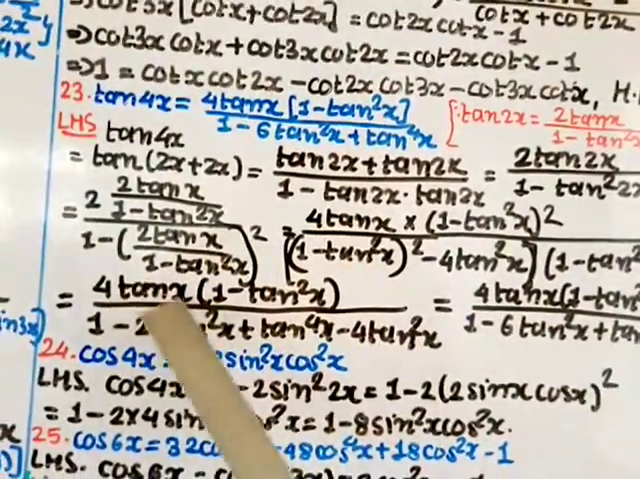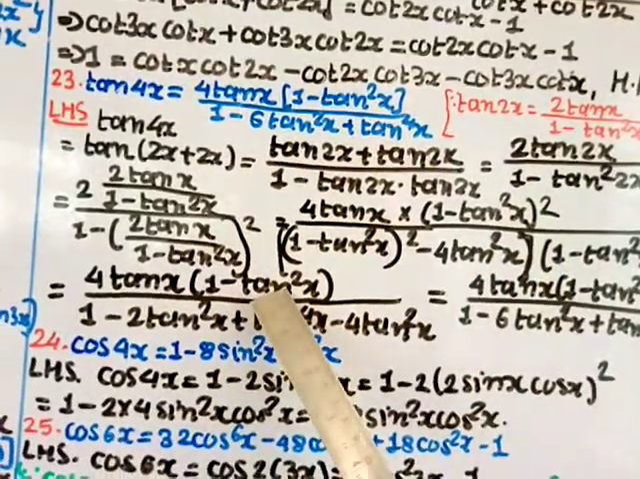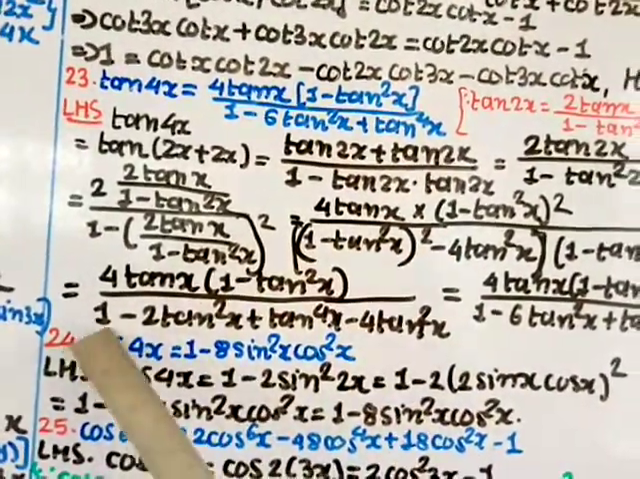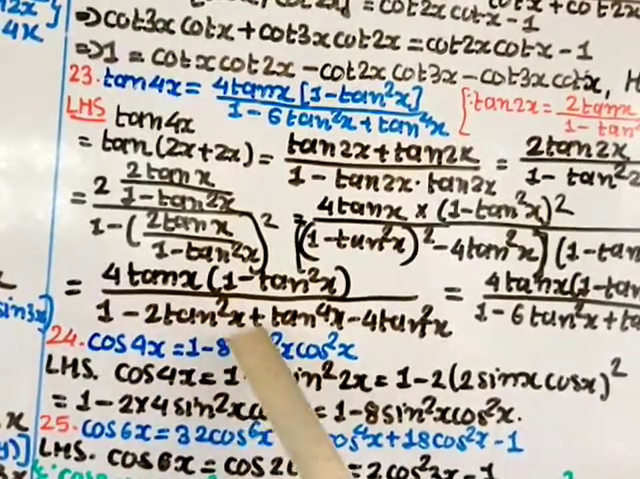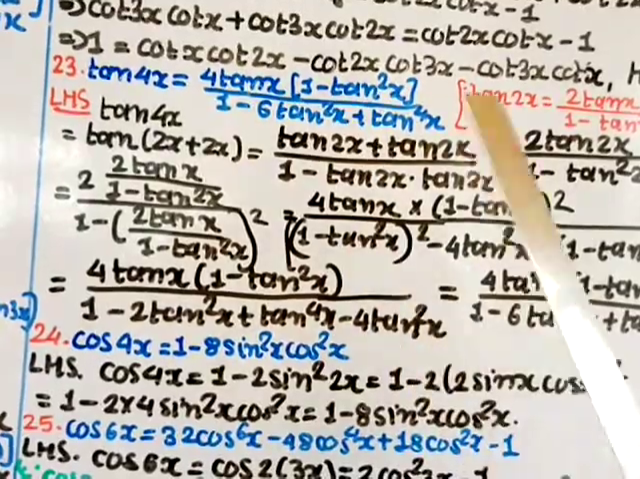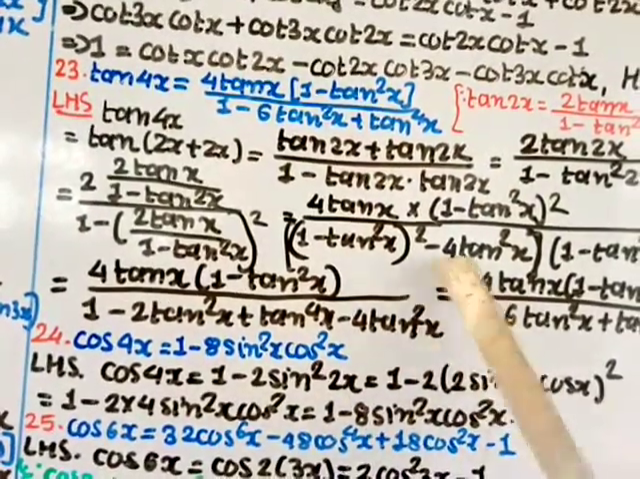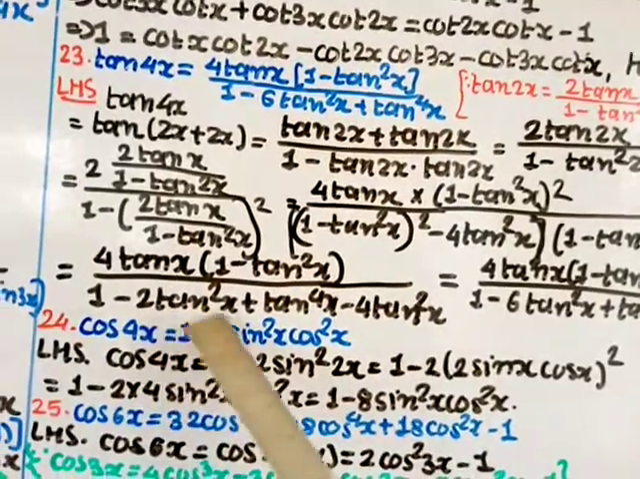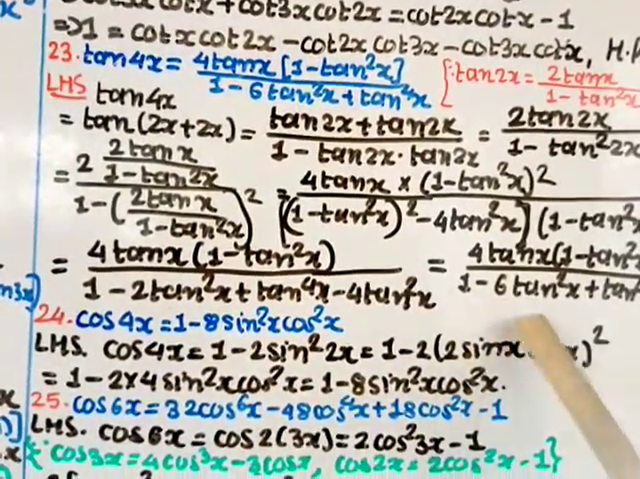So here you get 4 tan x and 1 minus tan square x. Here I am expanding using (a minus b) whole square. So here 1 square minus 2 times tan square x plus square of this, so it gives you tan power 4x, because tan square x whole square gives you tan power 4x, and this is minus 4 tan square x. Now minus 4 tan square x minus 2 tan square x gives you minus 6 tan square x.